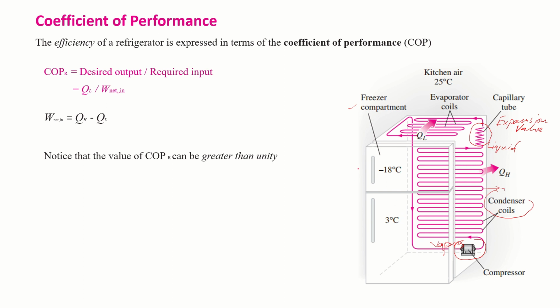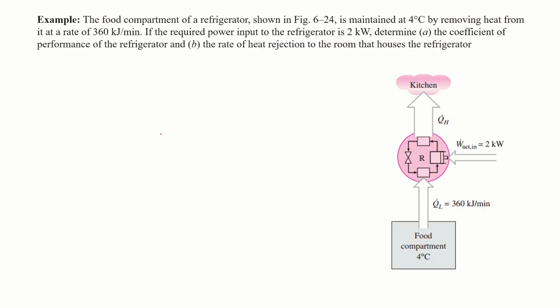We measure the performance of this refrigerator with a term which is called coefficient of performance. Our desired output is the cooling effect. This is the cooling effect, and work is given to the compressor in the form of electricity. That is our work input. Let's go to an example for further clarification of this problem.